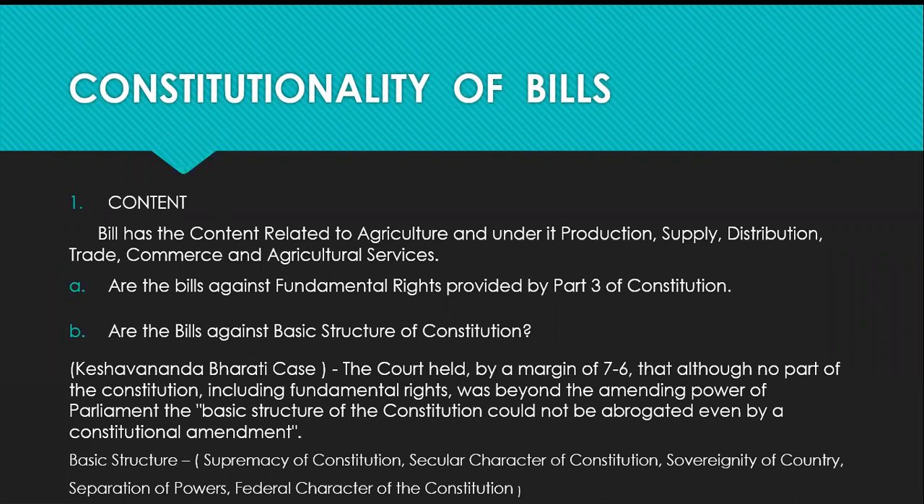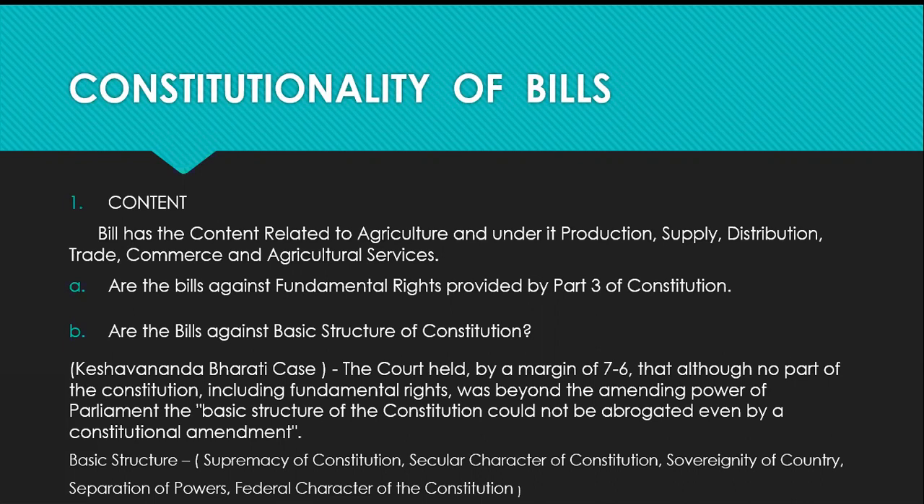fundamental rights, was beyond the amending power of parliament, the basic structure of the constitution could not be abrogated even by a constitutional amendment. It means the Supreme Court wants to focus that though none of the articles of the constitution is beyond amendment, and they can be amended, there still exists a basic structure of the constitution. The basic structure has certain characteristics of the constitution which can neither be abrogated nor amended.